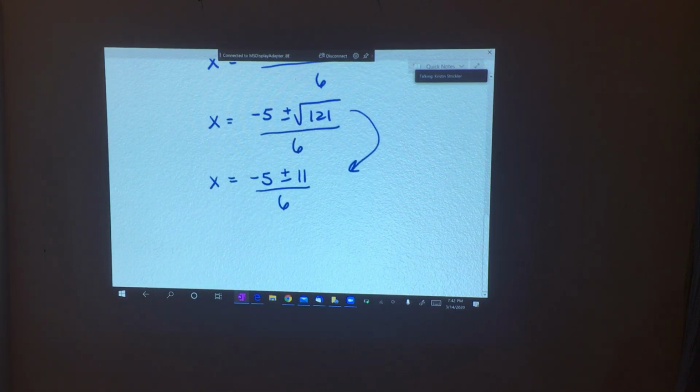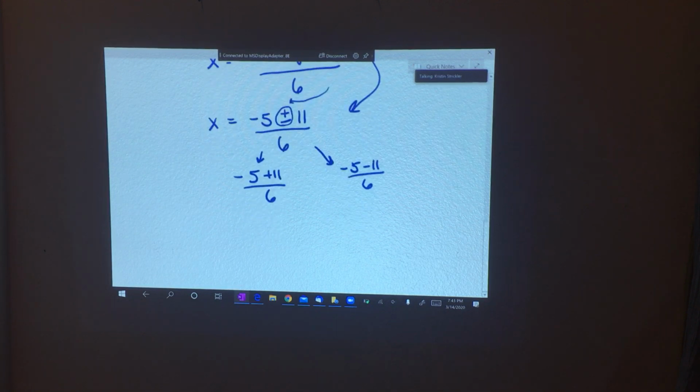Now, I've got this plus or minus part in the middle here. That means I have two answers, which I already knew because I have a quadratic equation, meaning the power of 2. I have two solutions, so I'm going to split it up. I'm going to have negative 5 plus 11 over 6. That's 1. And I'm going to have negative 5 minus 11 over 6. So I have two answers I have to work out.